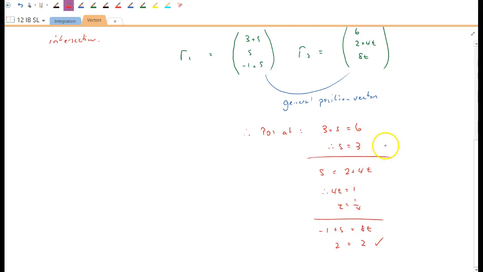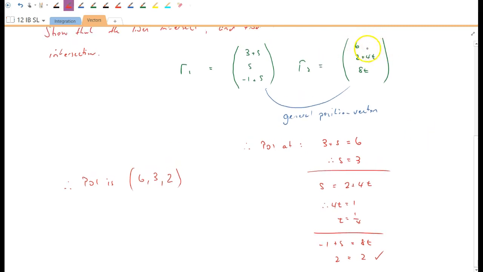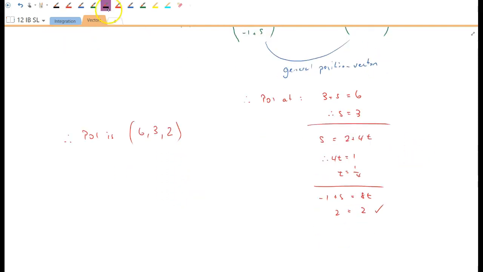So we've found our values of s and t, so the point of intersection is, putting 3 in for s, we get 6, 3, and -1 plus s, which is 2. And if I check that on my R2 equation, I get 6. When t is equal to 1/4, I get 2 plus 1 is 3, that's right. And 8 times 1/4 is 2, so that all checks out. And there's my point of intersection.